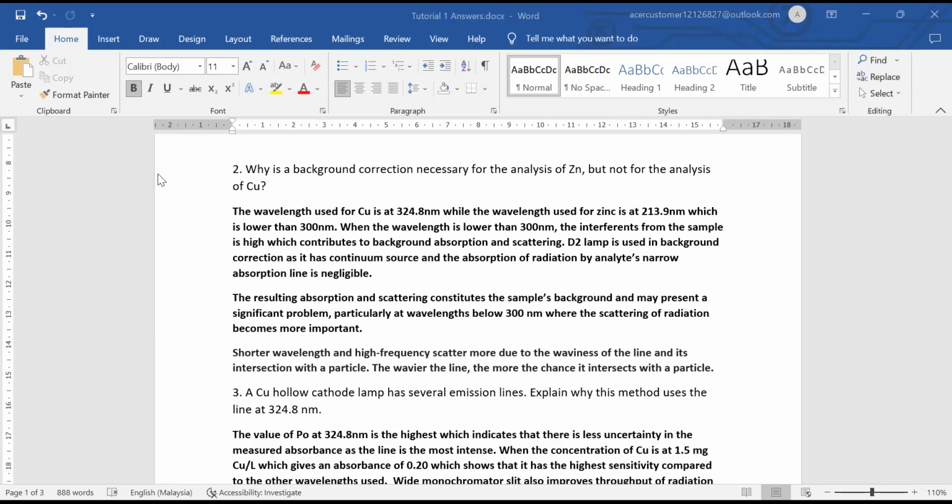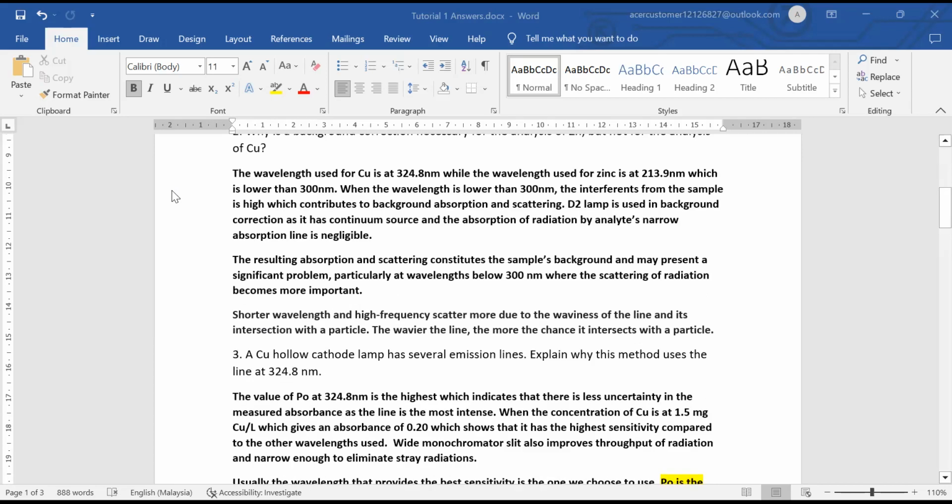So the resulting absorption and scattering constitutes the sample's background and may present a significant problem, particularly at wavelengths below 300 nanometer, where the scattering of radiation becomes more important. Shorter wavelength and high frequency scatter more due to the waviness of the light and its intersection with the particles. The wavier the light, the more chance it intersects with the particles. Okay, continue please.